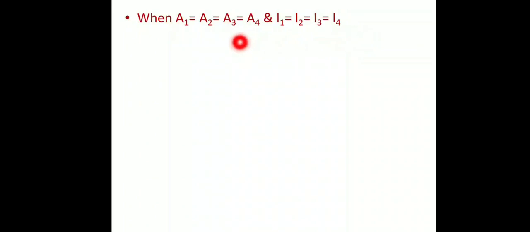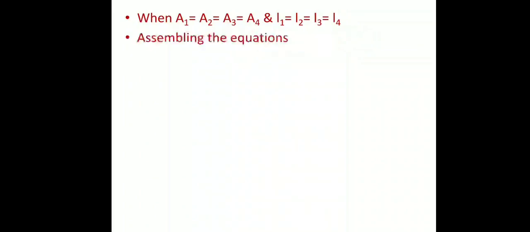Now we are going to assemble all the matrices. For easy calculation, we assume the area and the length of each element are constant, that is A1 equal to A2 equal to A3 equal to A4 equal to A, and L1 equal to L2 equal to L3 equal to L4 equal to L. So for all elements the areas are constant and the lengths are constant.